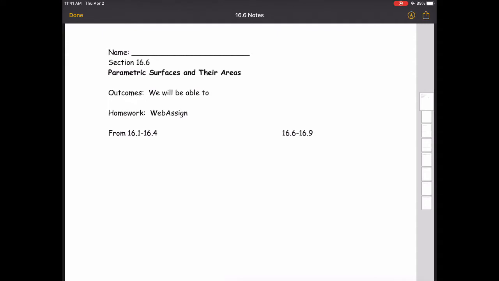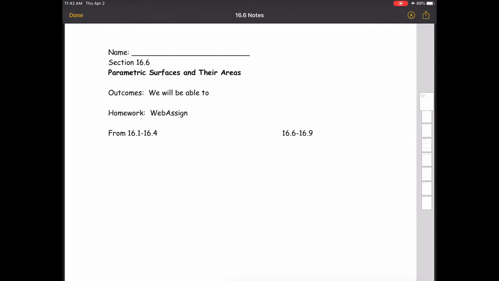Alright, so what we're going to talk about first is this first page, which is really just kind of an overview. It's an overview of what we've done from 16.1 to 16.4, and then we're going to talk about how we're going to use that stuff in 16.6 to 16.9. Notice 16.5 is not in there. That's the last section that we did, and that was just talking about the curl and divergence, which we're going to use in the rest of these, but that wasn't anything specific to a concept. It was just how to do something for the most part.